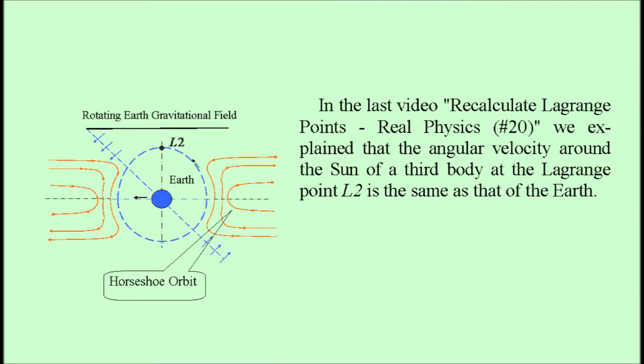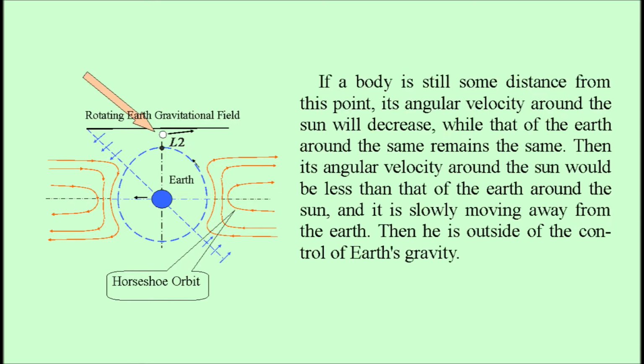In the last video, Recalculate Lagrange Points, Real Physics number 20, we explained that the angular velocity around the Sun of a third body at the Lagrange point L2 is the same as that of the Earth. If a body is still some distance from this point, its angular velocity around the Sun will decrease, while that of the Earth around the same remains the same. Then its angular velocity around the Sun would be less than that of the Earth around the Sun, and it is slowly moving away from the Earth. Then it is outside of the control of Earth's gravity.